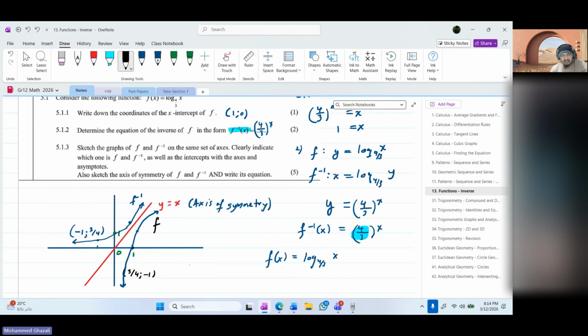What did this say? Clearly indicate which one is F and F inverse, as well as intercepts with the axis and asymptotes. We showed everything there. Also sketch the axis of symmetry of F and F inverse and write down its equation. We wrote down the equation of the axis of symmetry. So that's over 5 marks done.